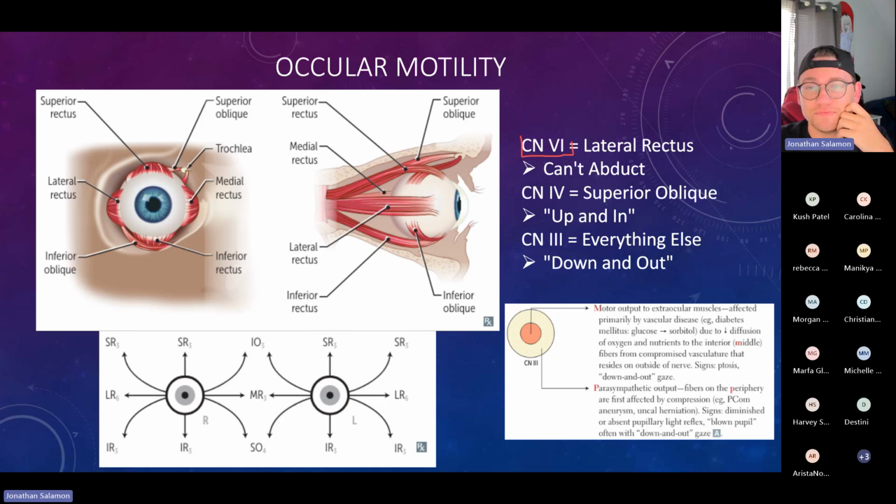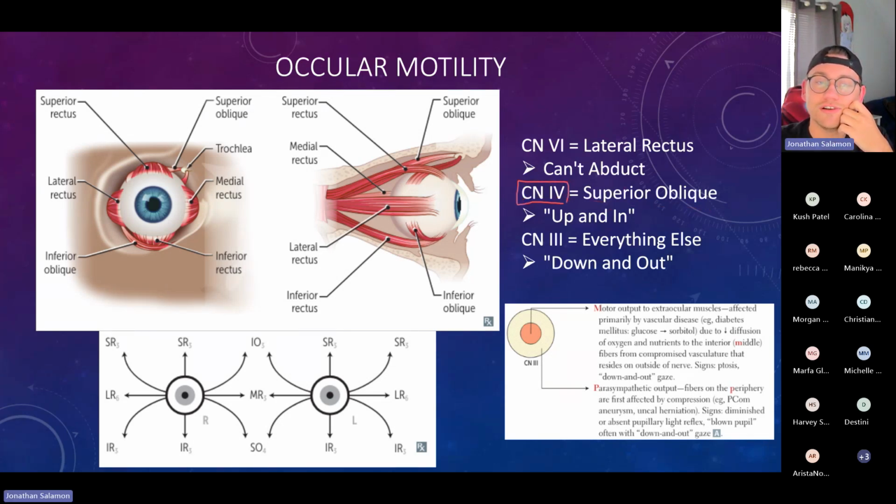Cranial nerve 6 is the abducens nerve. It abducts the eye. The muscle that's in charge of that is the lateral rectus muscle. Cranial nerve 4 is your trochlear nerve. It innervates the superior oblique muscle.